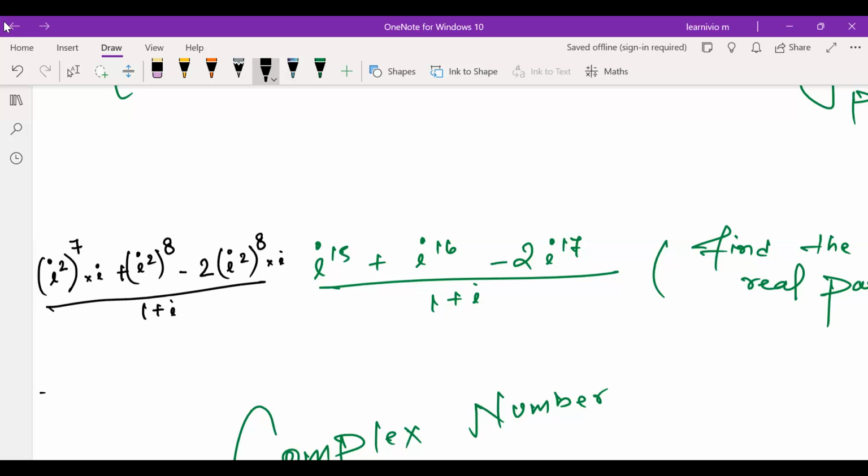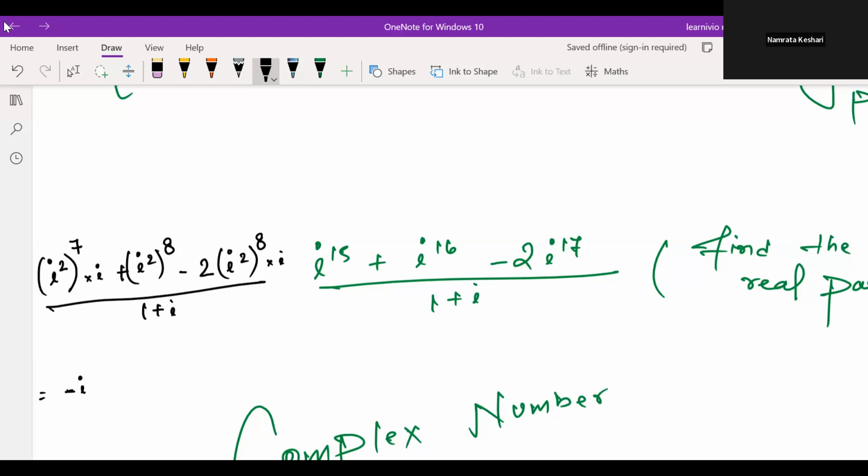Now here we can directly think about it, or you can add one more step. i square is minus 1, to the power 7. It will be negative, right? Negative i. Yes or no? Yes or no? Yes, ma'am. (i square) is minus 1, to the power 8 is just 1.